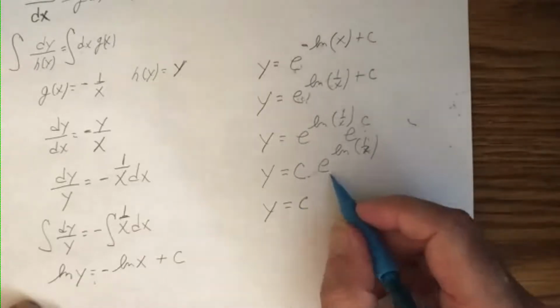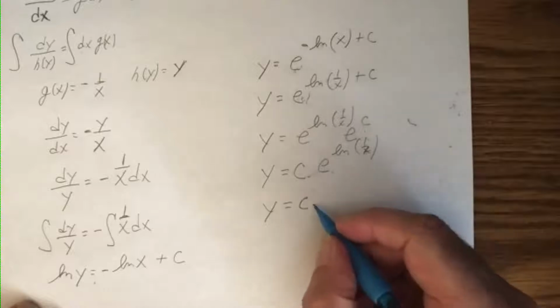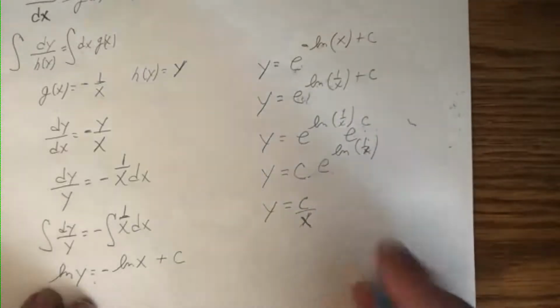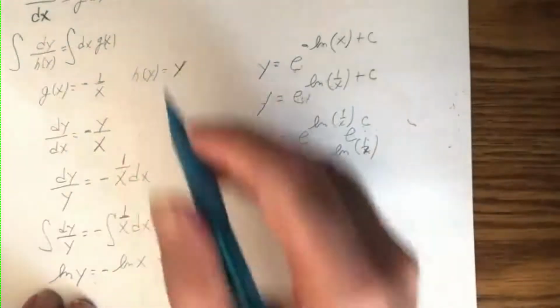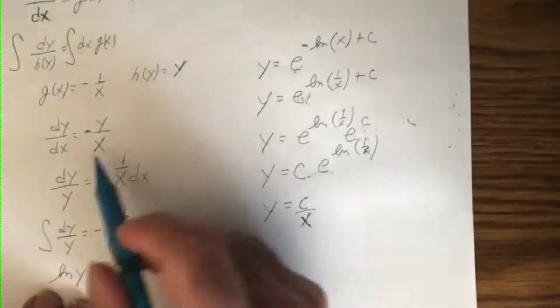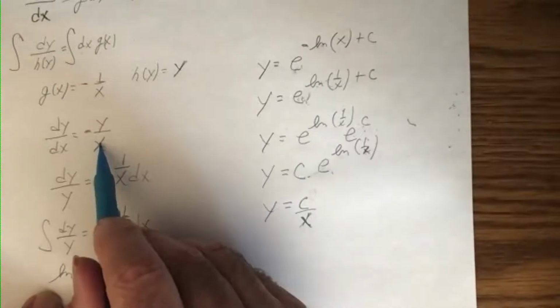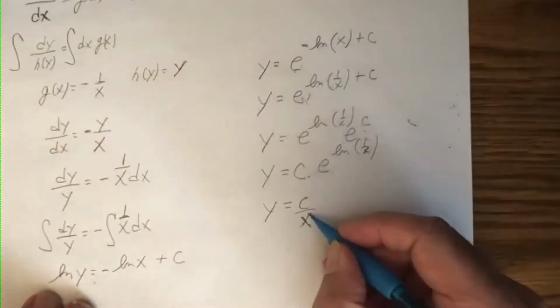And then this is e, this is just 1 over x. So I can write it like that, 1 over x. All right. So this is the solution to this differential equation here, right? It's a solution to this differential equation here.